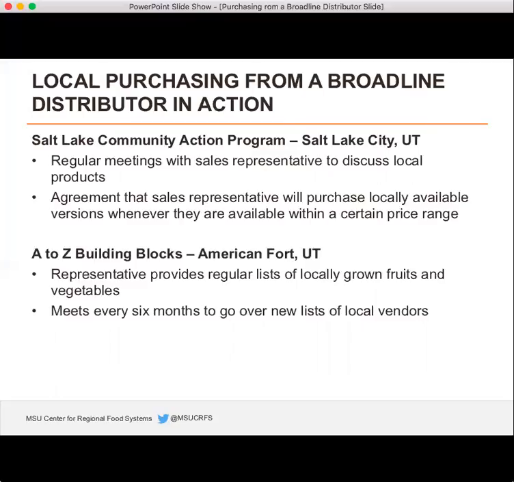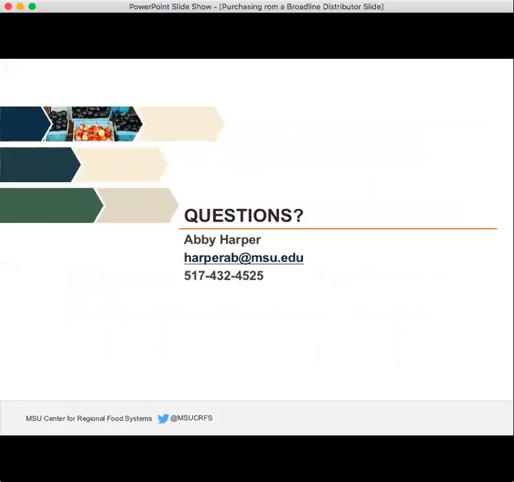As you can see, both of these programs have, as part of their strategy, cultivating a deep relationship with their broadline distributor sales representative. These structures allow them to source local food while still using one of their standard purchasing methods. At the same time, they're working to build other local purchasing initiatives through other sources like farmers and gardens and farm stands. So all of these work together to form their local purchasing strategies. And that's purchasing local food through a broadline distributor.